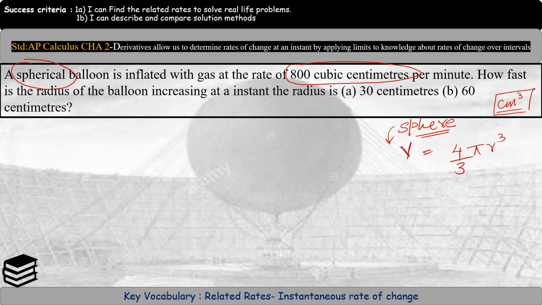Before reading the question further, take the derivative of the equation with respect to time, and just now we have already taken the same equation.